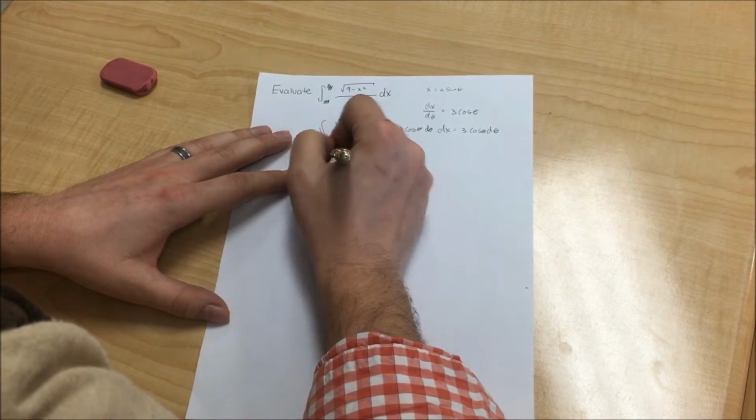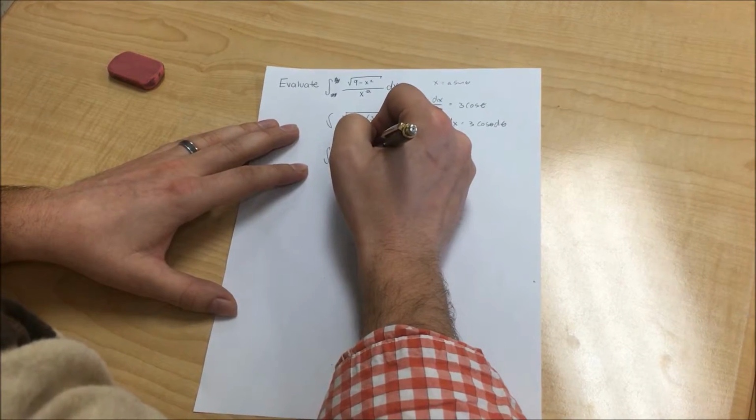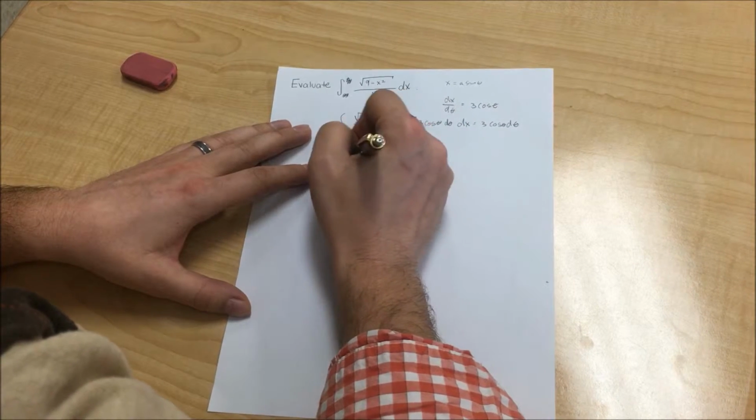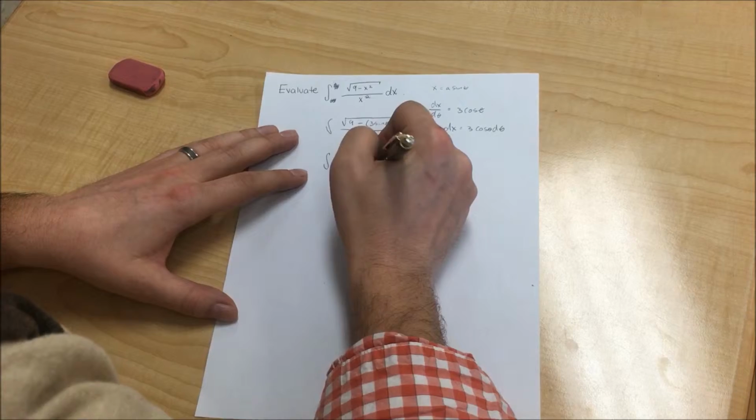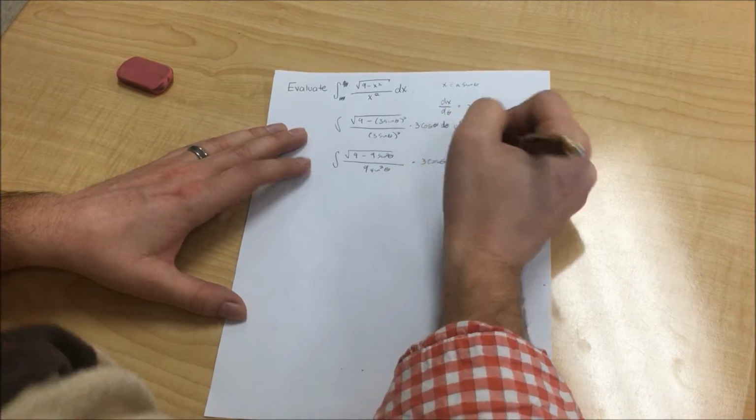Integral of square root of 9 minus 9 sine squared theta, all over 9 sine squared theta, times 3 cosine theta d theta.